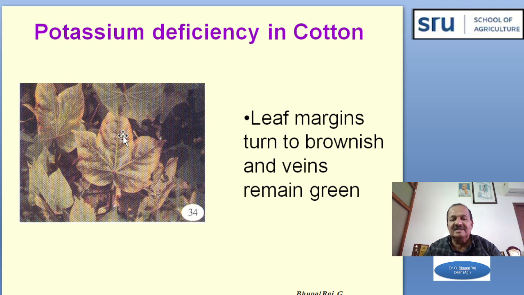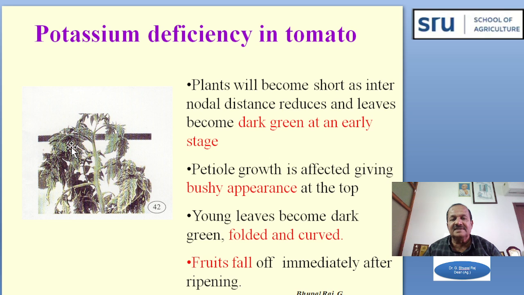This is cotton again. Leaf margins turn brownish, and the remaining parts will remain green. So this is the common symptom for potassium deficiency in all the crops.